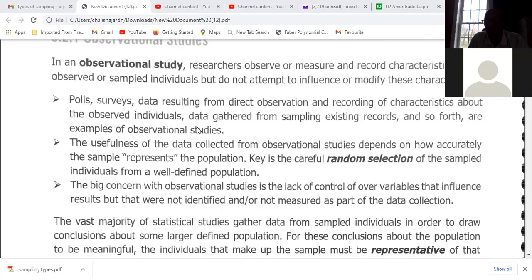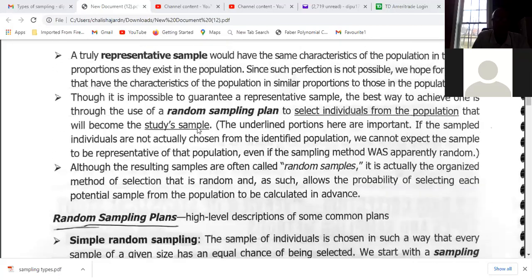The key is careful random selection of the sample individuals from the well-defined population. How carefully you are selecting your random sample, everything is based on that. The big concern with observational studies is the lack of control over variables that influence results, but that were not identified and measured as part of the data collection. So that's what we mean by the observational study.